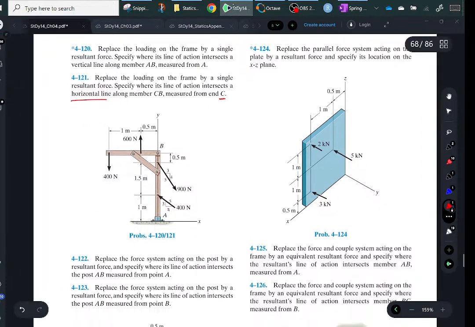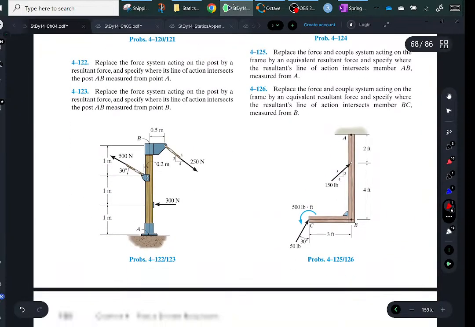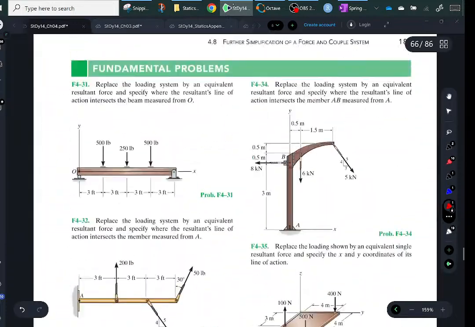So if you look at that, that's all these things are: taking the forces, whatever they happen to be, and locating them wherever he asks you to. In this case, replace the force acting along the post by a resultant force, where the line of action intersects post AB. So you're going to find some sort of equivalent.